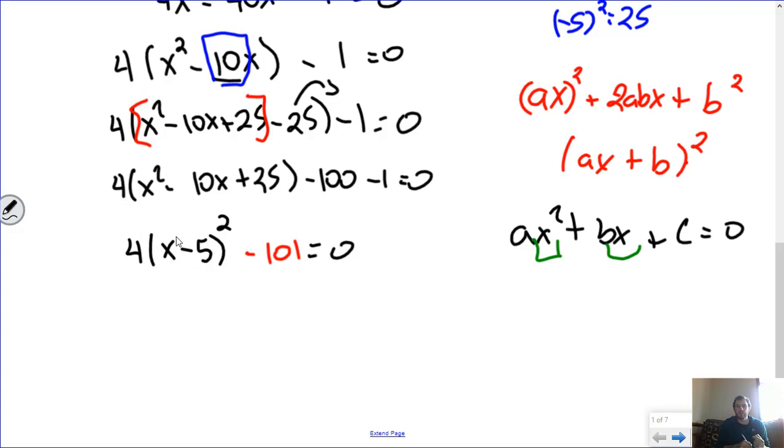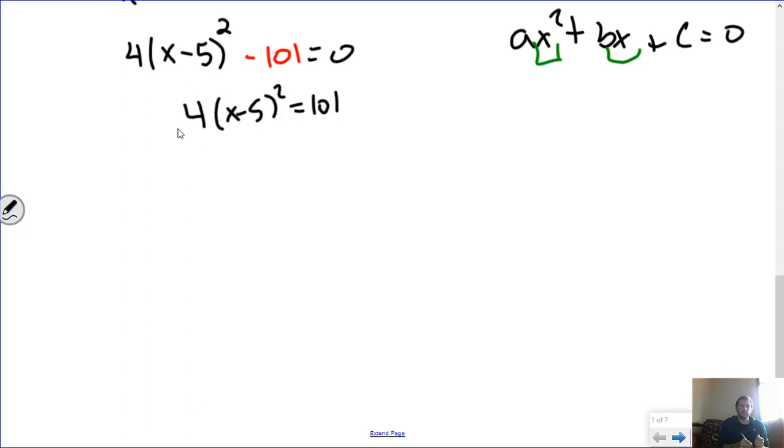It's right here. So all I need to do now is use my inverse operations to get this x by itself. So let's move the 101 to the other side by adding it. So I get 4 times x minus 5 squared is equal to 101. Then get rid of the 4 by dividing it. So x minus 5 squared is equal to 101 over 4.